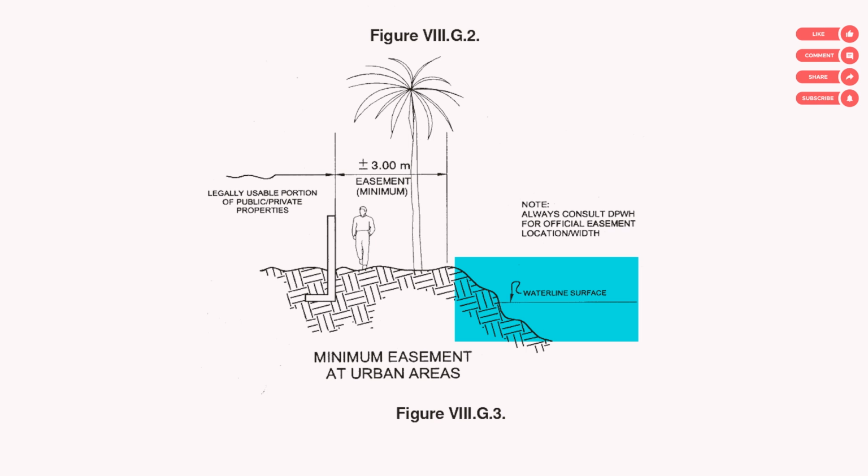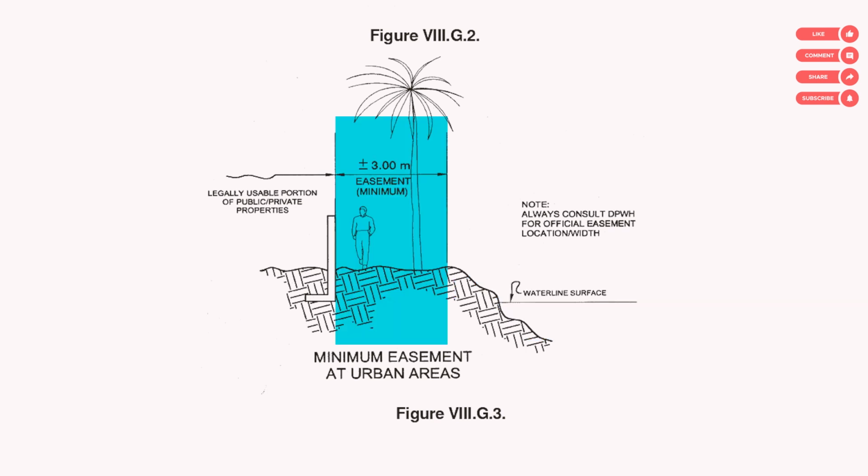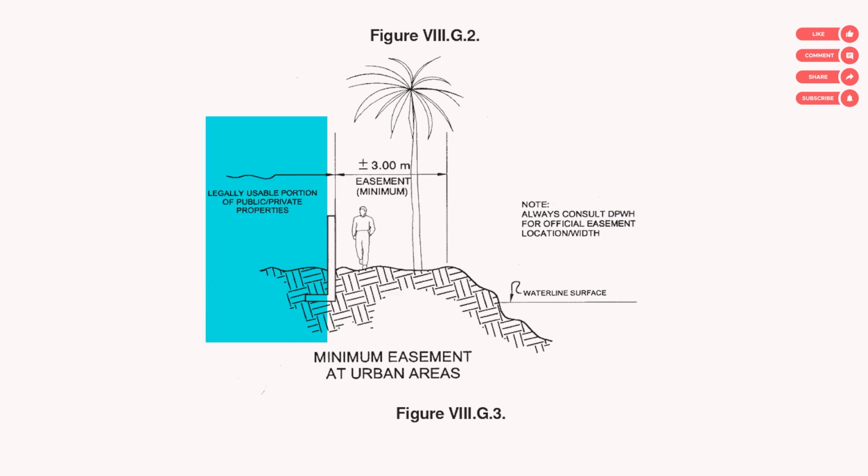Kunyari, urban area. Again, body of water over here. Yung easement is 3 meters. Okay, this is easement, this is public land. Hanggang dito lang dapat yung legally usable private property. Okay, hindi pwedeng mag-extend dito yung mga building, mga fence, kung ano ba.